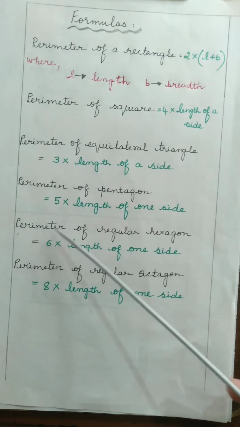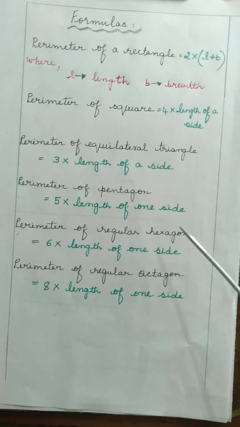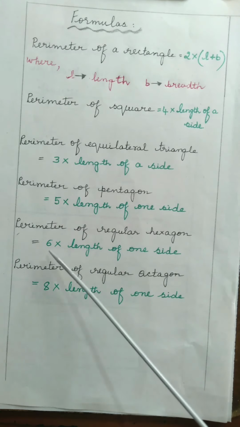The next is the perimeter of a regular hexagon. So, children, a regular hexagon is again a polygon having 6 sides. Hexa means 6, children. In pentagon, penta means 5. In a regular hexagon, if we know the length of one side, the remaining 5 sides will be equal. Therefore, in a regular hexagon, all the 6 sides are equal in measurement, and the perimeter of a regular hexagon is equal to 6 into length of one side.